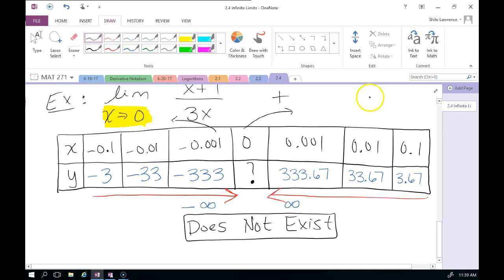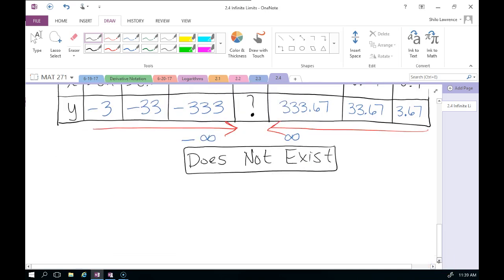So this graph has a vertical asymptote. Anytime you have limits approaching positive and negative infinity, you have a vertical asymptote. So we've got a vertical asymptote at 0. On the left, it's going down. On the right, it's going up. So it looks something like that. I'm sure that's not exactly how it looks, but it's something similar.